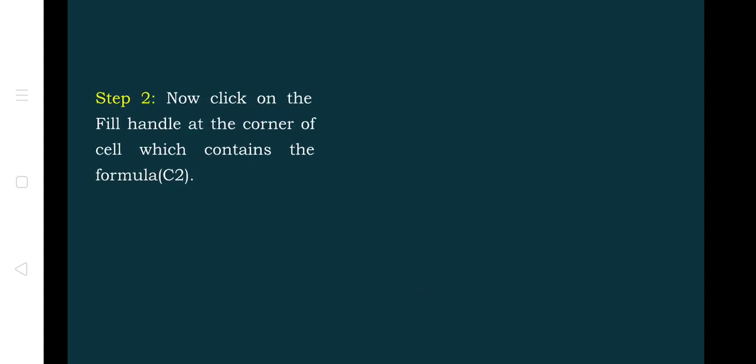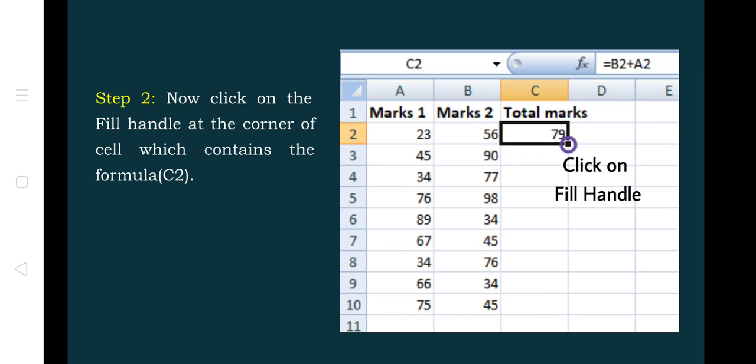Now step 2, click on the fill handle at the corner of the cell which contains the formula, C2. We can see the cell C2 is selected, shown by a rectangle around it, and at the lower right corner of the cell we see a small square. That small dark square is called the fill handle. If you click on the fill handle, automatically the total will be calculated for all the cells down the column. Let us see how it is happening.